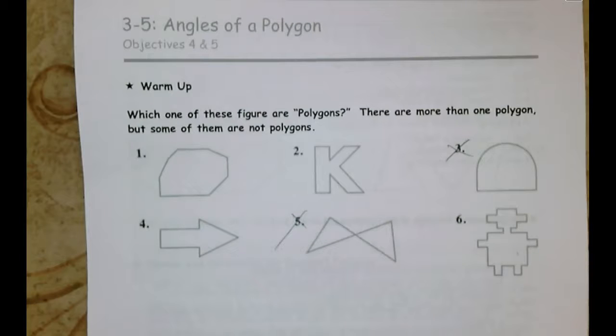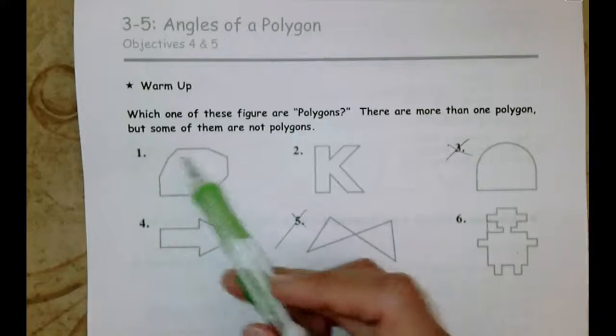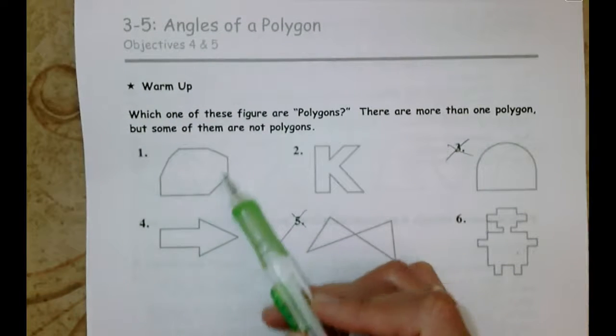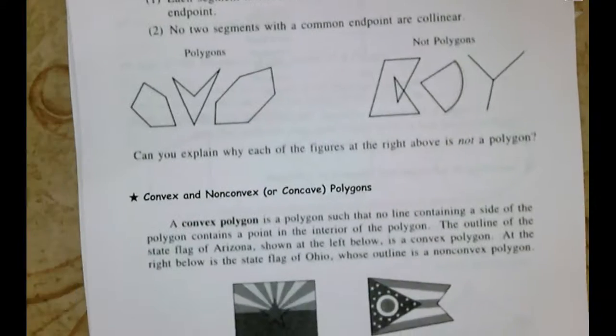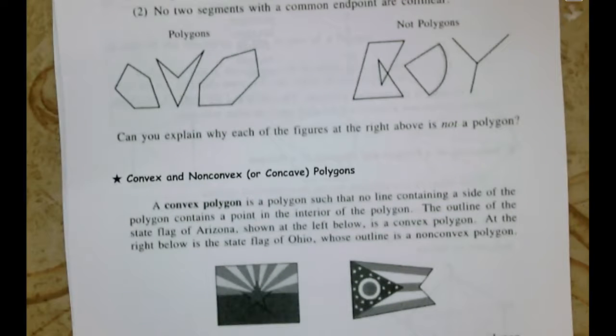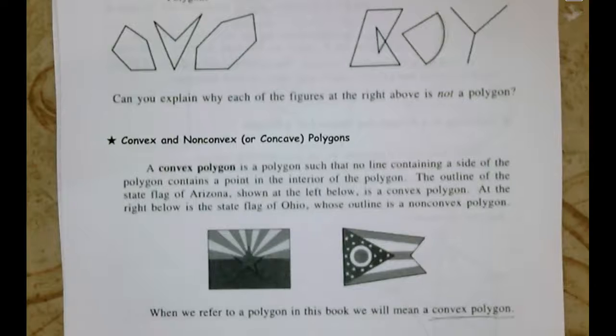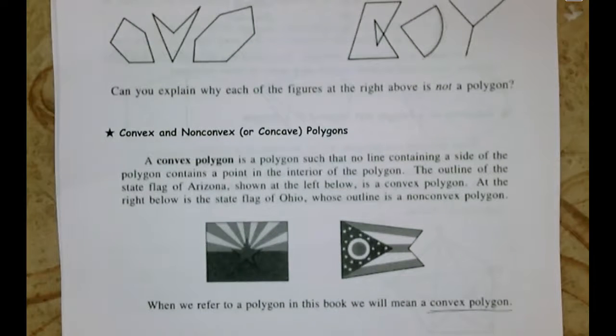Concave means if you go from the two segments, there is a part that goes inside. Convex, if you connect two points anywhere, there is no side that goes inside. That's the difference. When we refer to a polygon in this textbook, we will mean a convex polygon. So concave we don't deal with in this textbook. When we say polygon, we are talking about convex polygons.